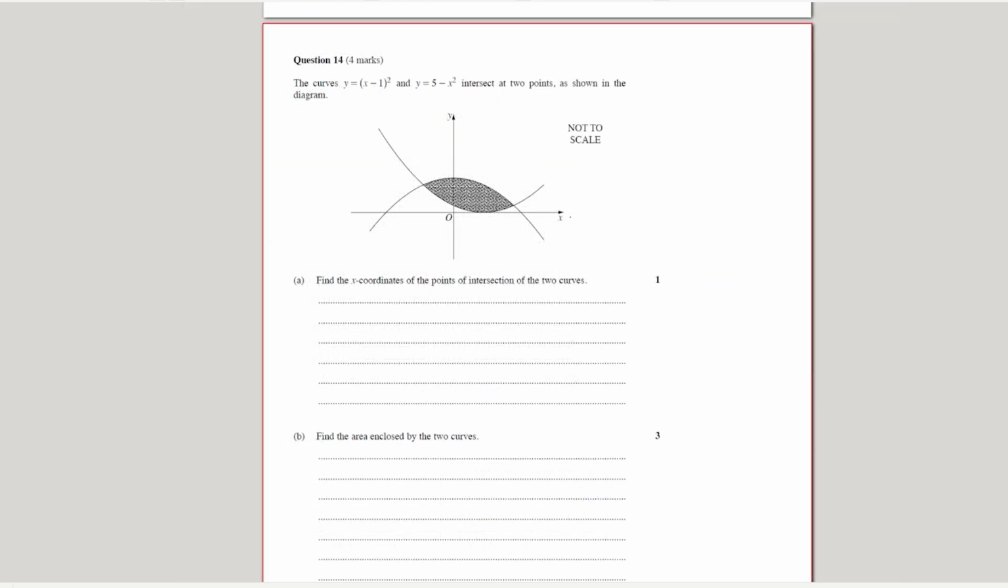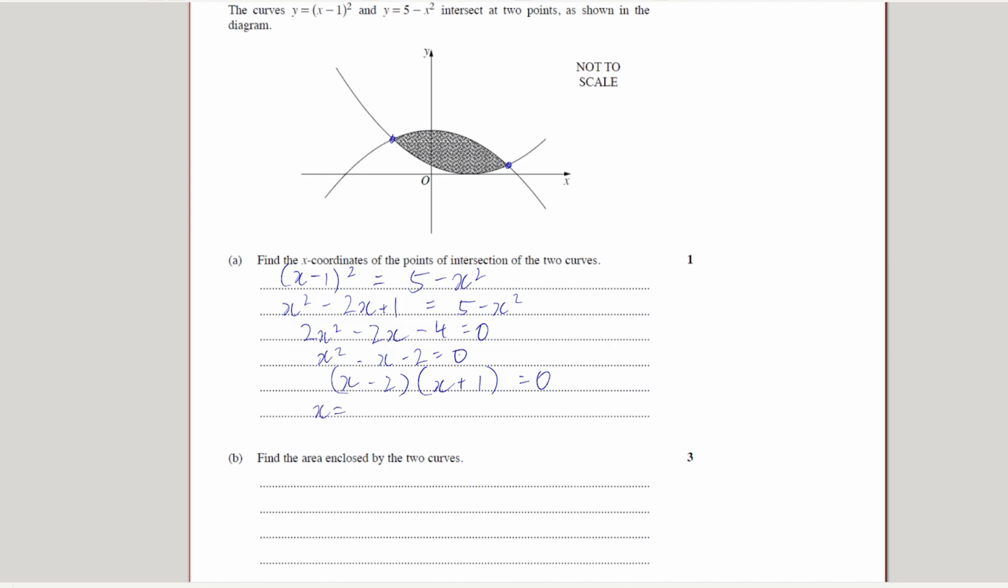Okay, so question 14, the curves. There's two curves and you have to find the area in the middle. For the first question, you're asked to find the x coordinates only. So first let's equate them. When you equate them, you'd find wherever they're equal, so wherever they touch right here and right here. Okay, so (x minus 1) squared equals 5 minus x squared. That x has to be 2 or x has to be negative 4. Alright, it only asks for the x coordinates, so you don't have to find the corresponding y coordinates.